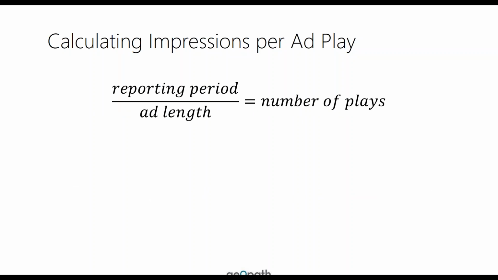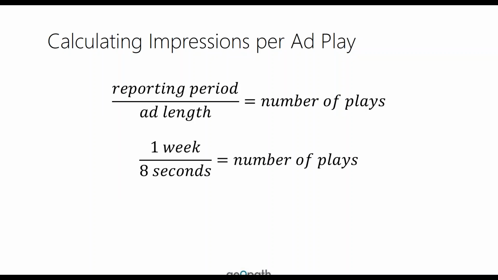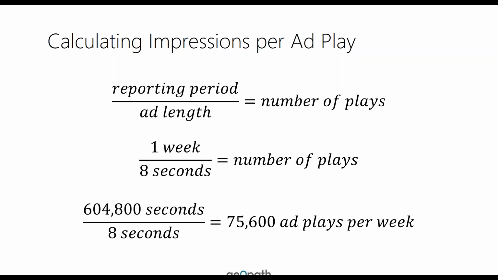Another piece of information we need is the number of plays. So we're going to hold on to the total structure impressions for a second, and then we're going to calculate this. We have two things that we can use to calculate the number of plays during the period. We have the reporting period, which is, in this case, a week, and the ad length, which is 8 seconds. So in 1 week, how many 8-second ad plays? That's how we get our number of plays. In a week, there are 604,800 seconds divided by 8 seconds, a total of 75,600 ad plays per week.